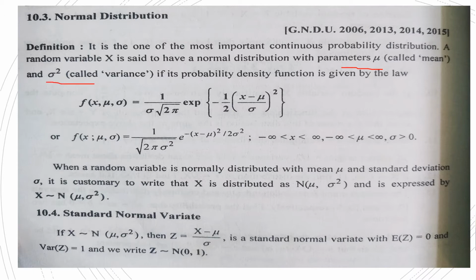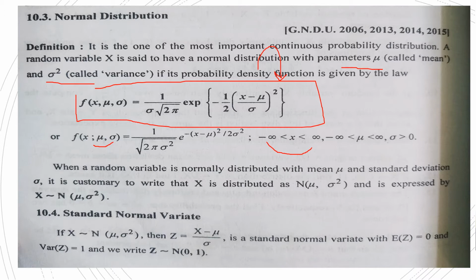Now its probability density function. You must know that its probability density function is given by this formula: 1 over sigma under root 2 pi, e raised to power minus 1 by 2, x minus mu upon sigma, whole square. This is the formula for the probability density function of the normal distribution. Here there are only two parameters, mu and sigma. x varies from minus infinity to infinity, mu varies from minus infinity to infinity, and the value of sigma is always positive.